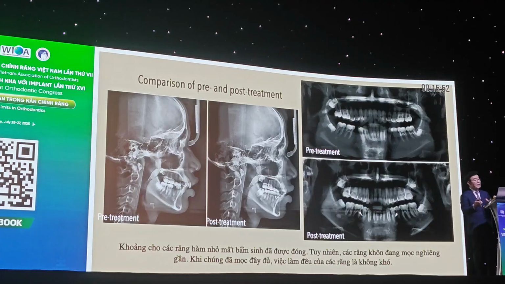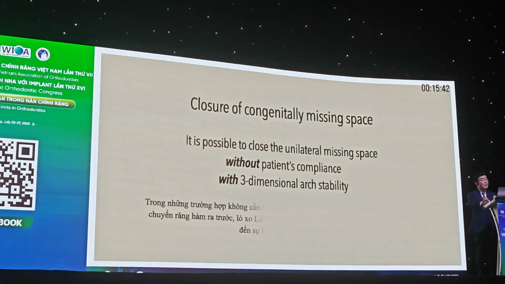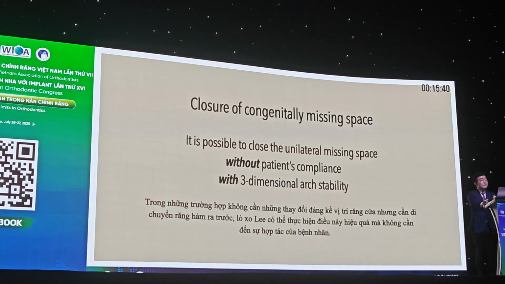Unfortunately, the third molars are erupting with a major inclination. Once they have erupted sufficiently, improving the alignment of the teeth is not difficult. In scenarios where significant change to the position of the incisors is unnecessary, but forward movement of the molars is required, the respring enables such movement without demanding patient cooperation.